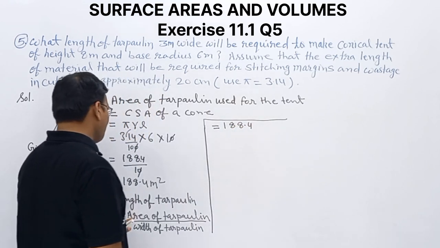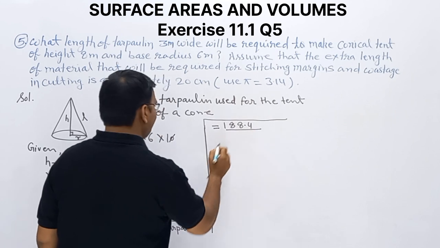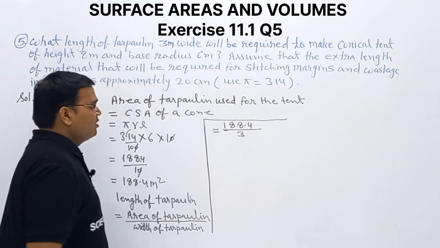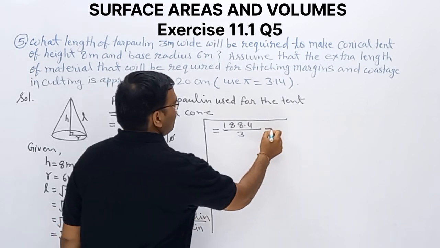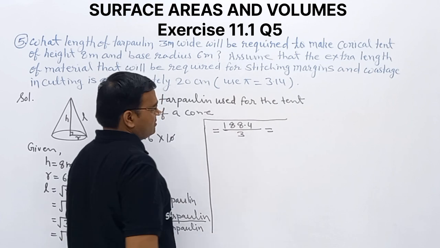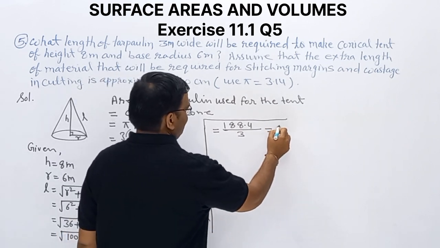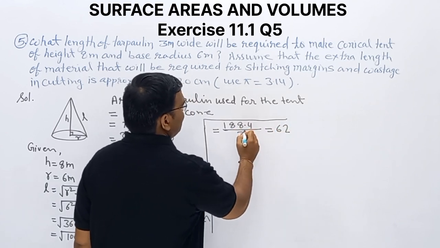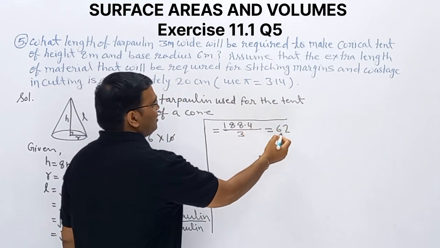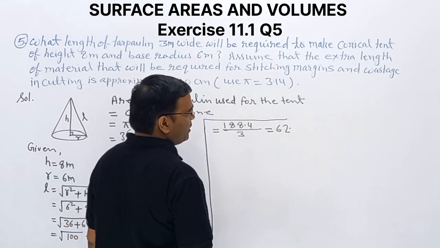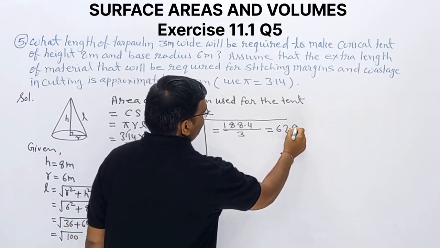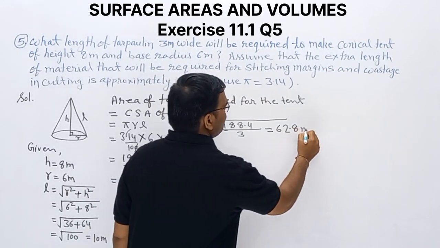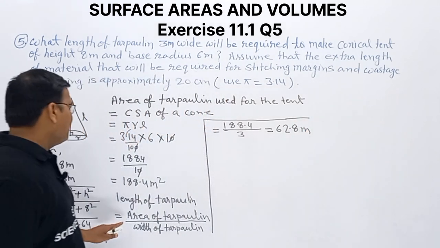188.4 is the area of the tarpaulin divided by the width. The width is 3 meter. Solve this one. Once we solve, what are we getting? 6 times 3 is 18. 6 times it is going, and 2 times it is going. What is the remaining? 3 times 2 is 6. 2 is remaining. 0.8, 3 times 8 is 24. 62.8 is what? This is the length of the tarpaulin.